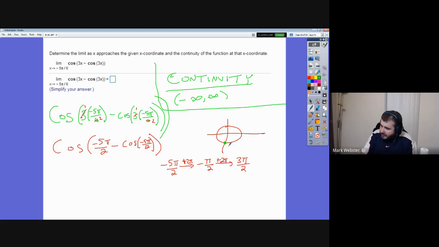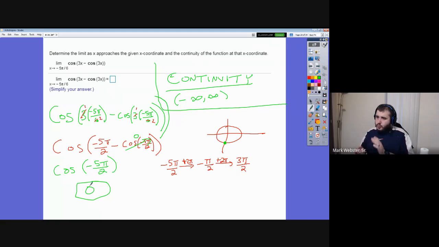And here the cosine is 0, right? The x value here is 0. So this whole thing is 0. And so what we really have is the cosine of negative 5 pi over 2, which is this, right? So that. So 0. And that's the end.